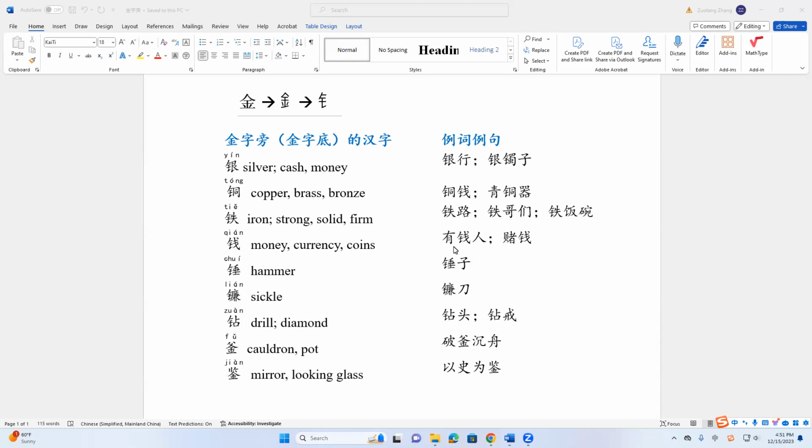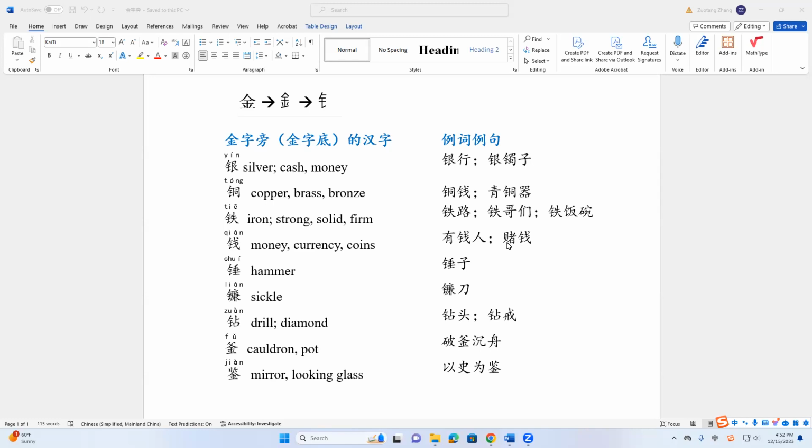Next one, 有钱人. The word-for-word surface meaning is 'has money person' or 'has money people'. So 有钱人. I'll give you an example. 有钱人家的孩子不愁吃穿. Rich people's children do not worry about food and clothes. 有钱人家的孩子不愁吃穿.